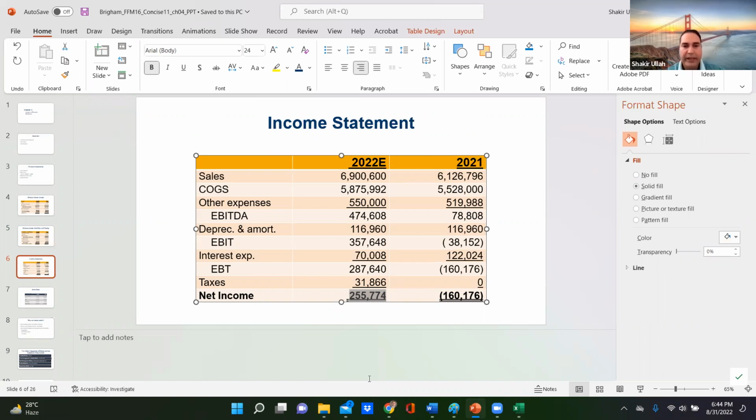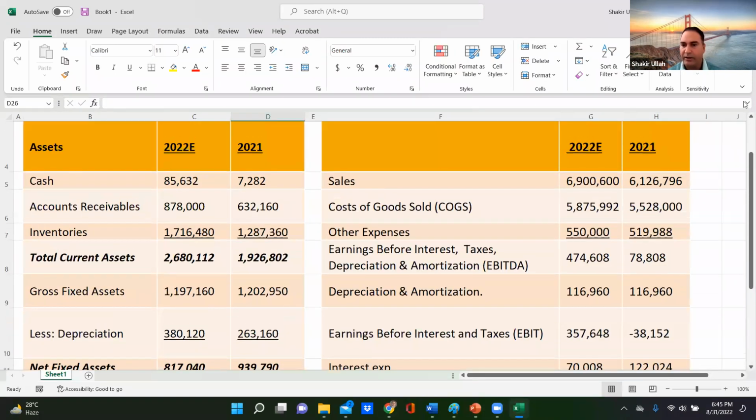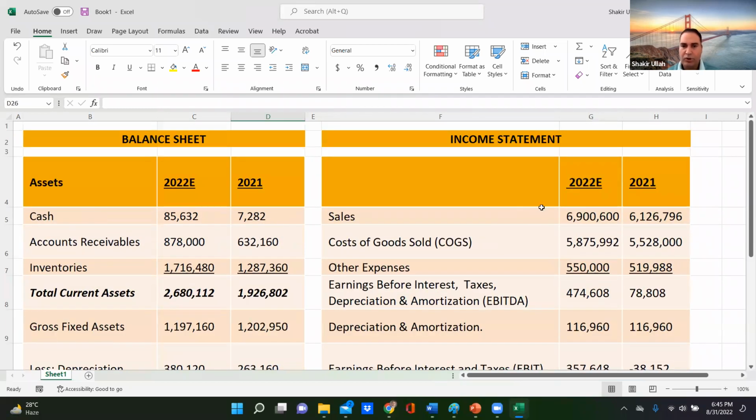So now we have just finished decomposing the two financial statements, balance sheet and income statement. Let's go to the Excel sheet and see how we get those numbers on the income statement. It is the same income statement as we discussed. We have sales, we have cost of goods sold, which is the direct cost of the goods that we sold, and then we have other expenses.